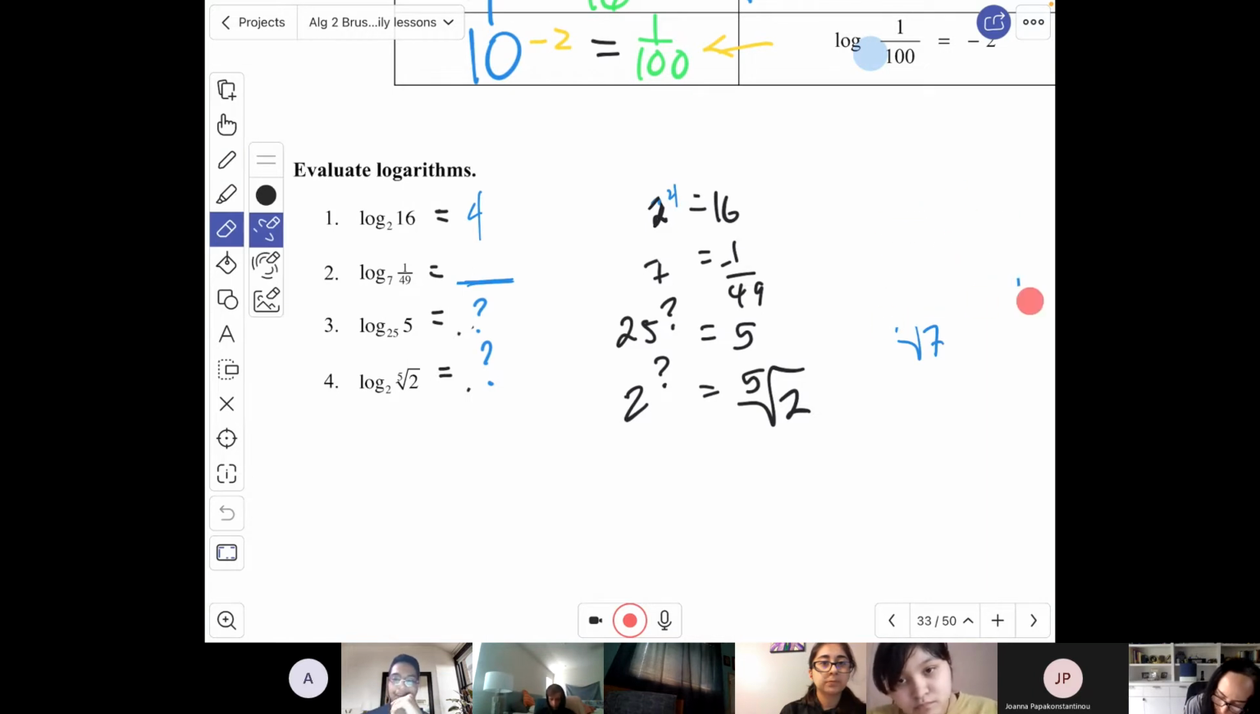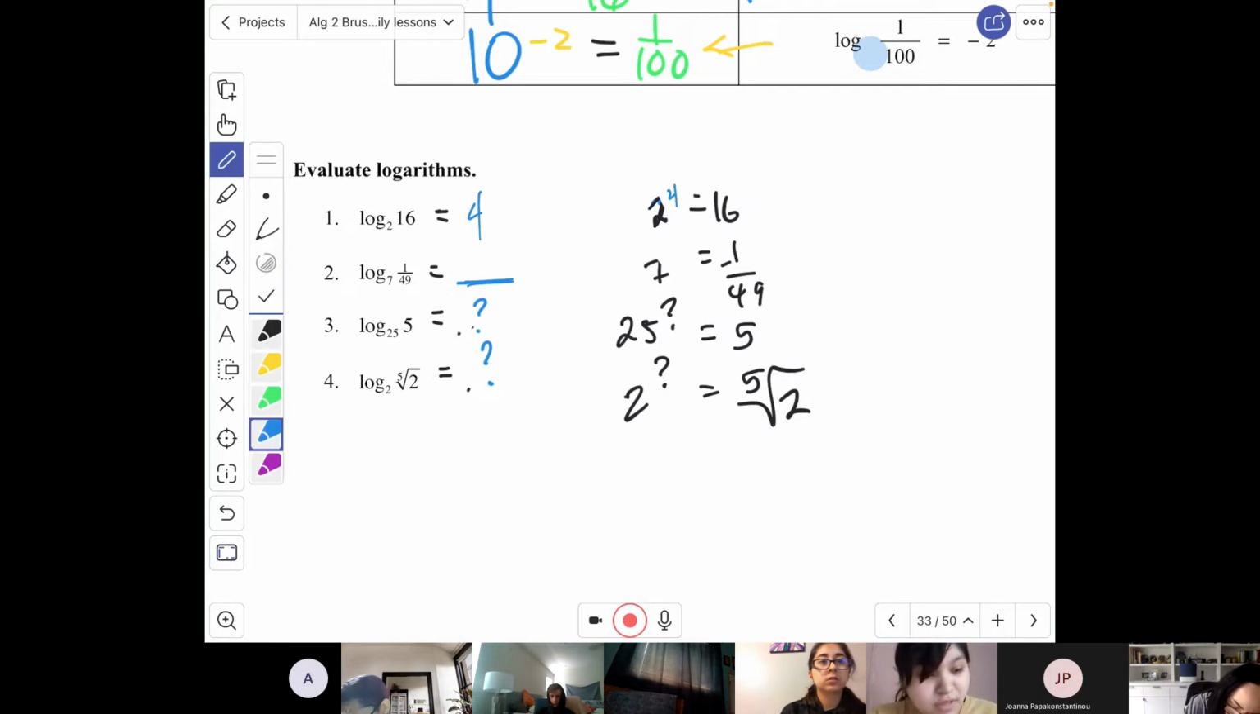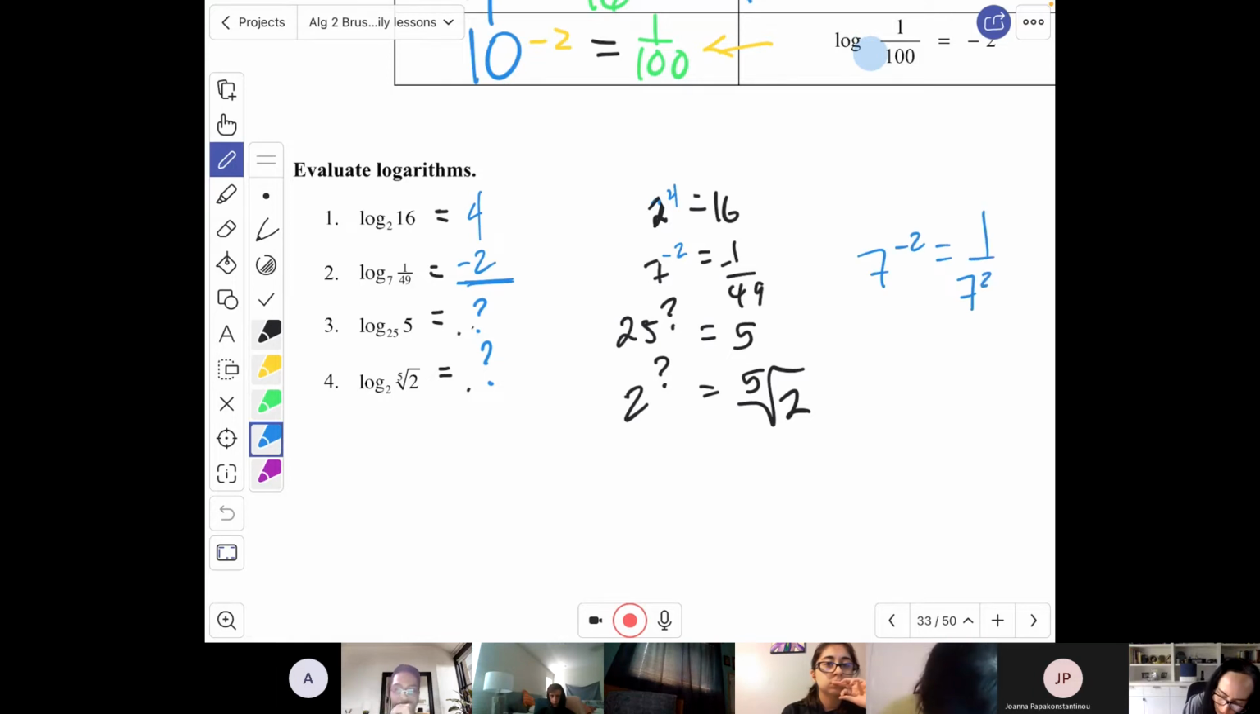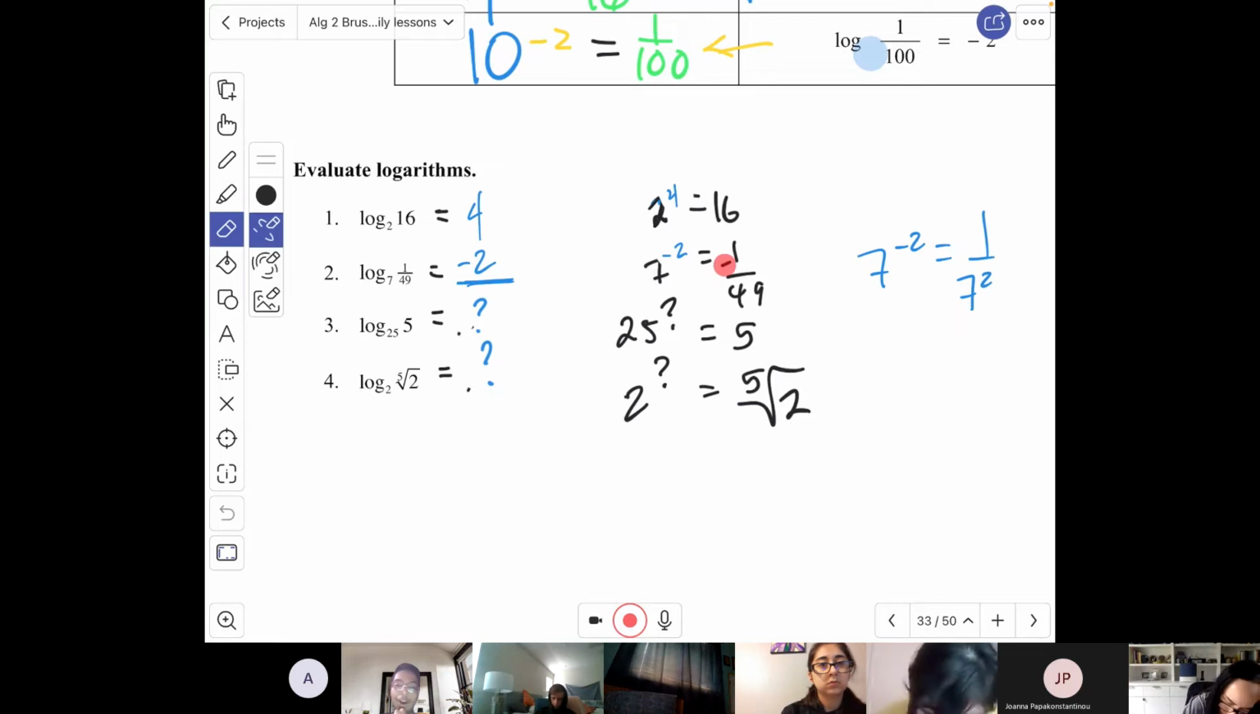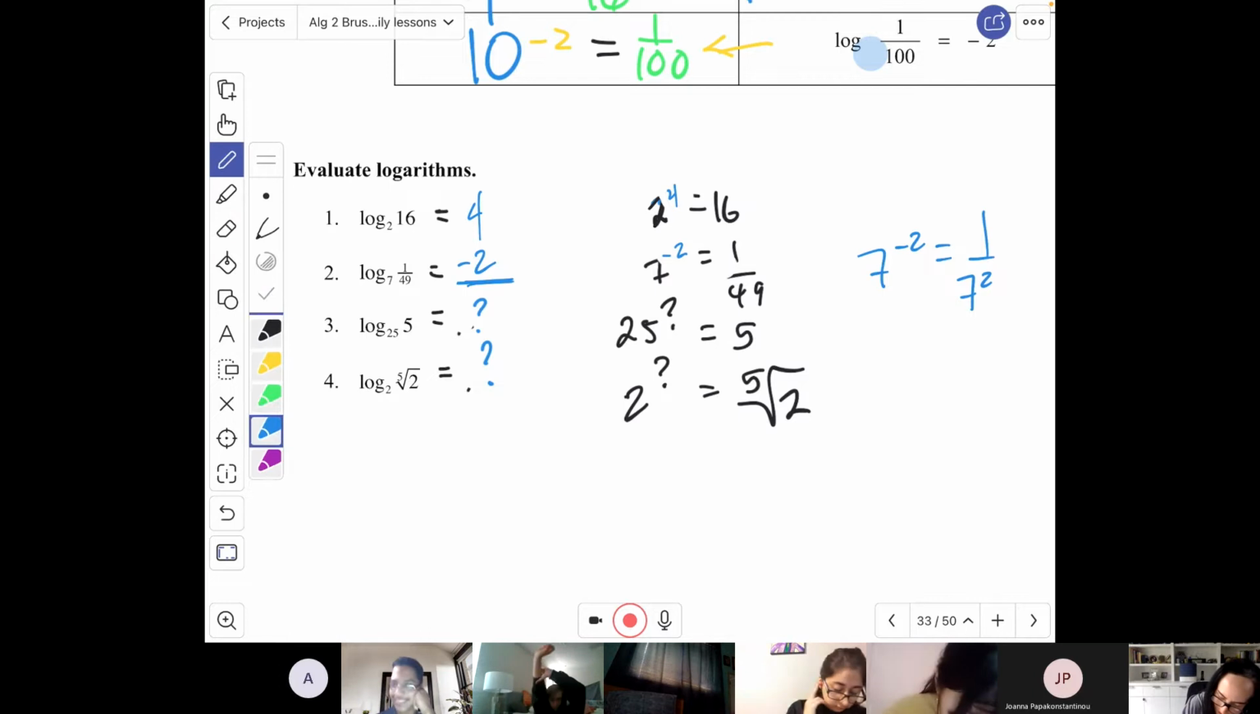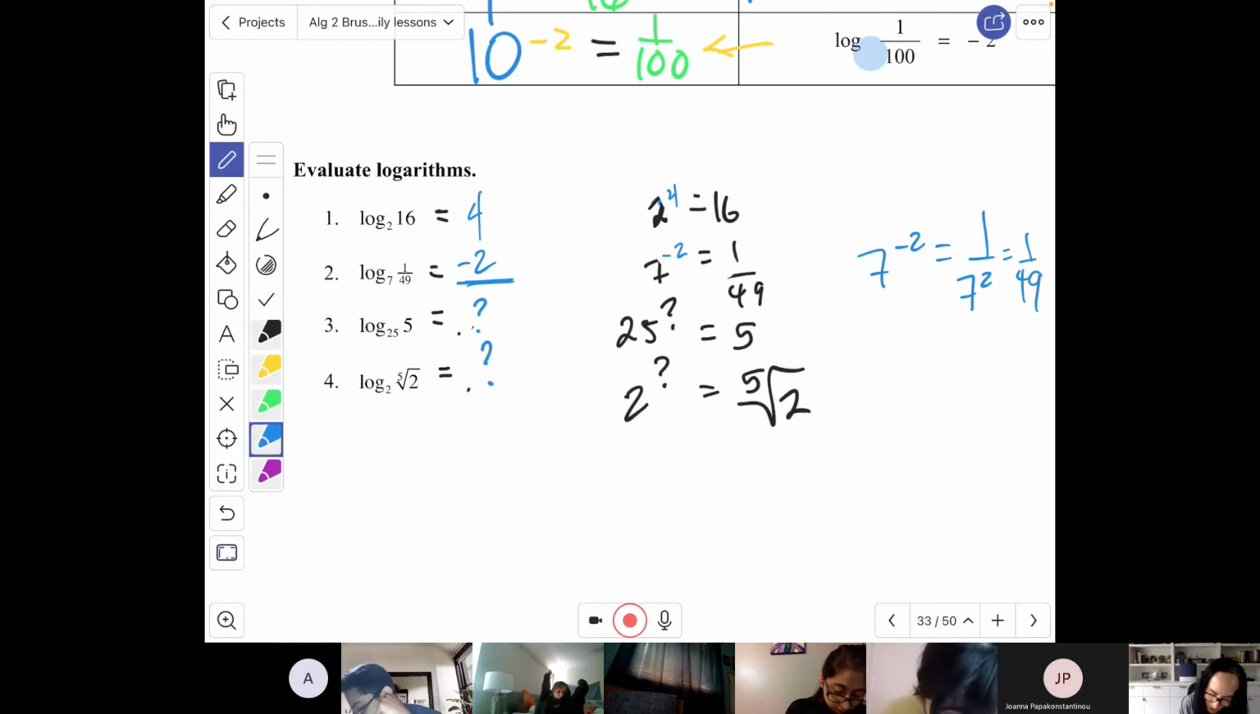Keep going. I got -2 for that one. And I would agree with you. Christopher, do you see why it's -2? 7 to the -2 power is 1 over 7 squared. That's 1 over 49. Yeah, I get it now. Okay, you see that? So that's 1 over 49. Does anybody think they have the next one? 25 to what power is 5?